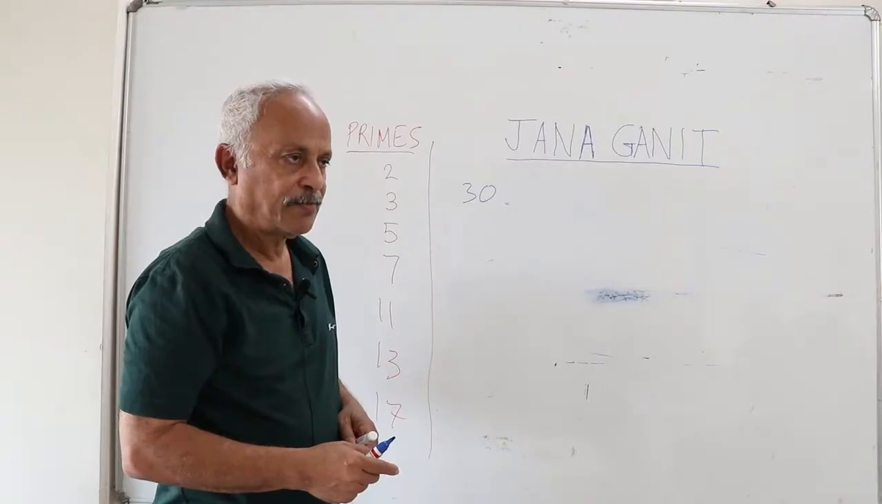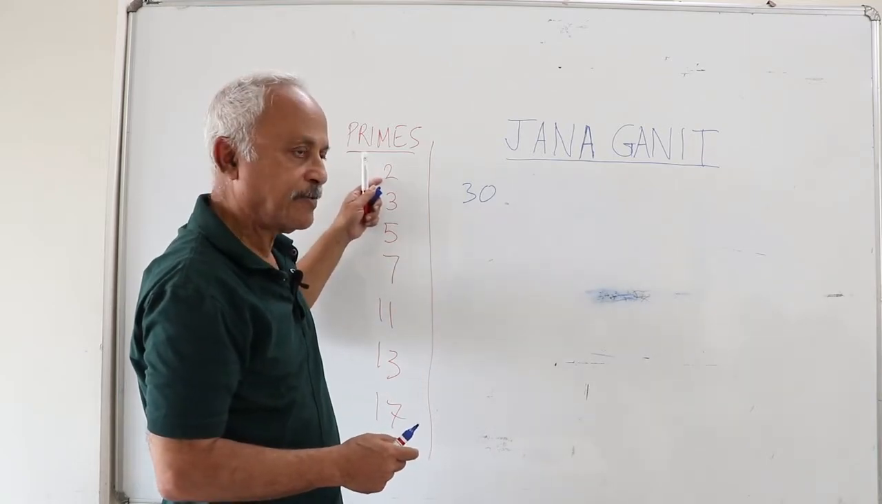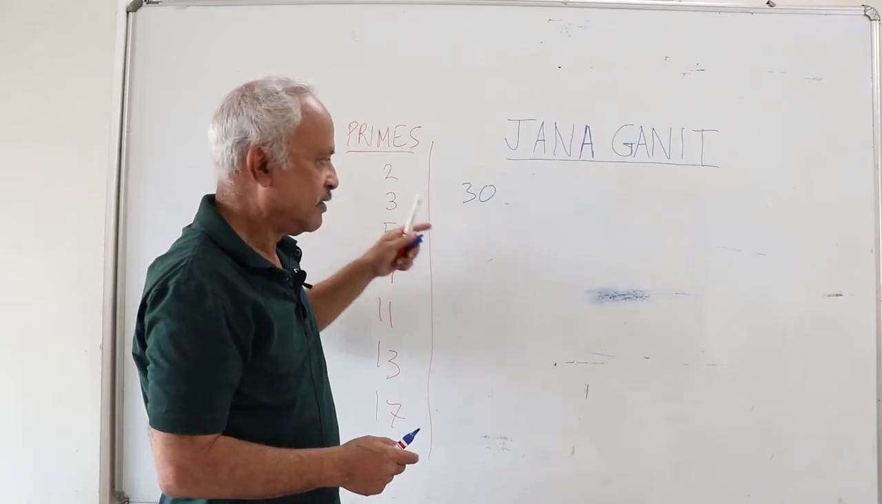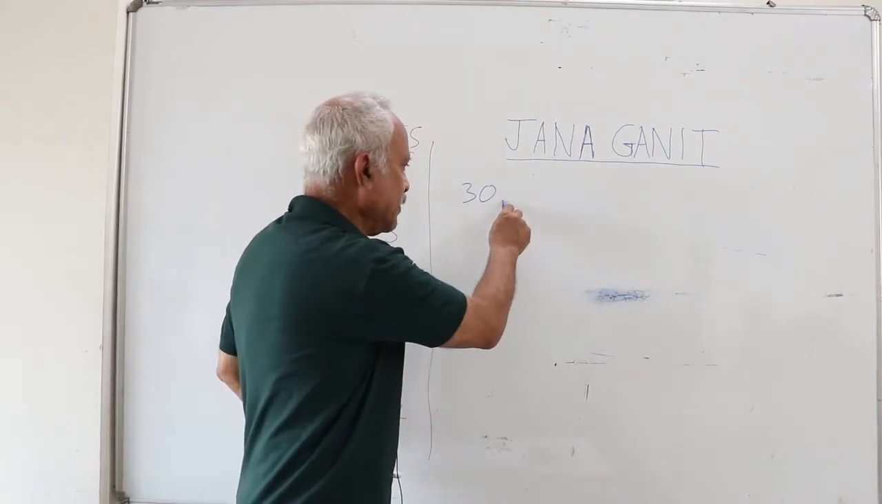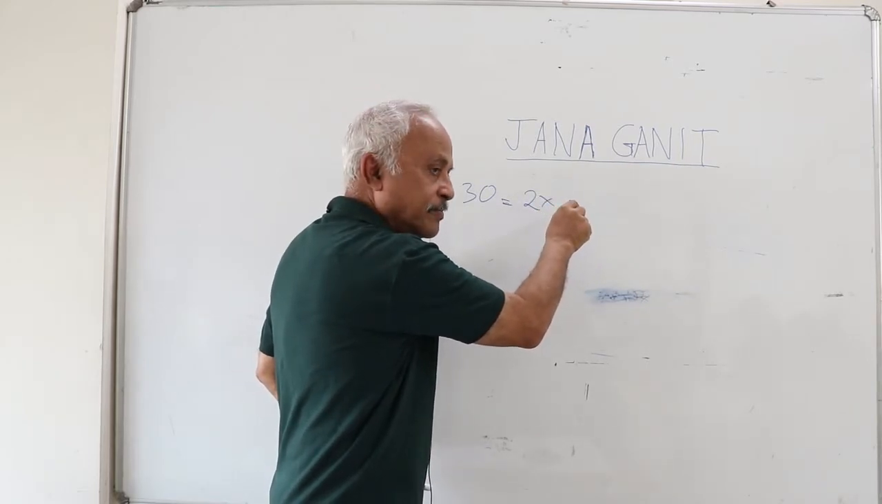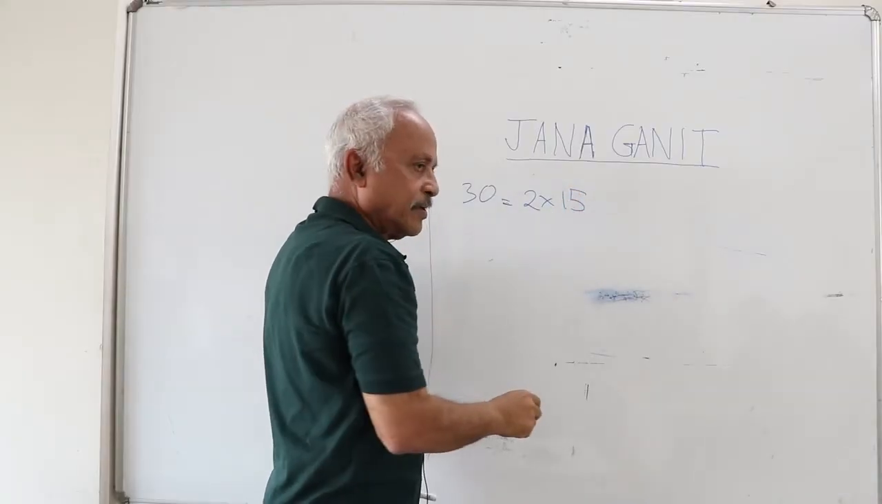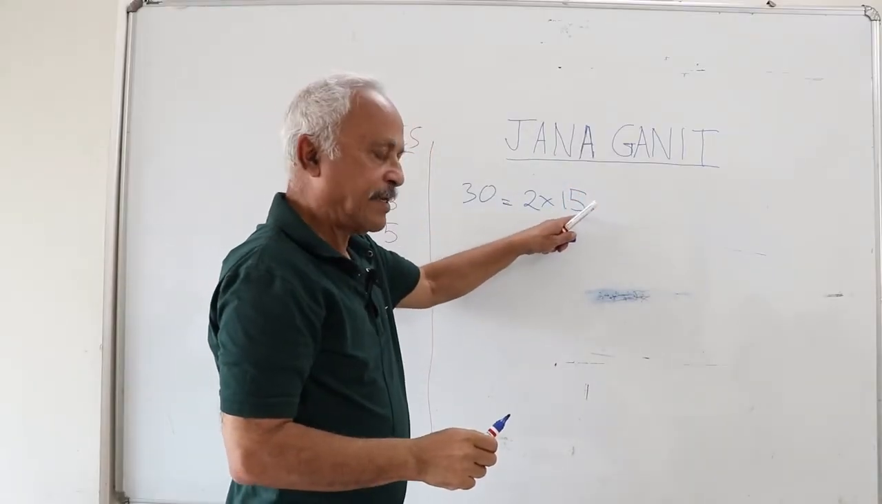What do you get? 30 divided by the first prime number is 15. So I can write 30 as 2 into 15.